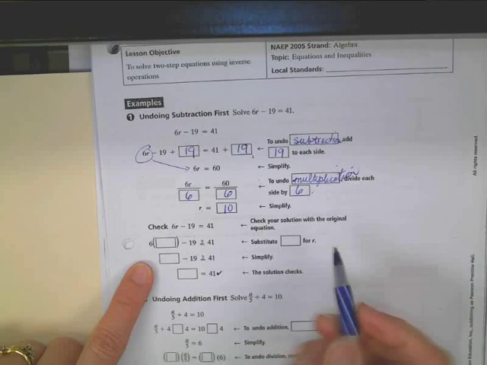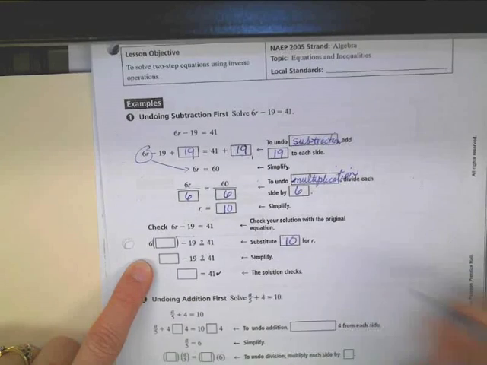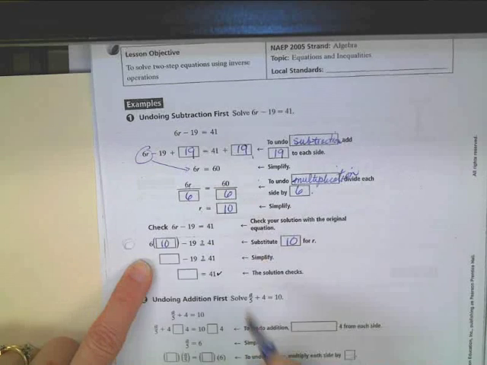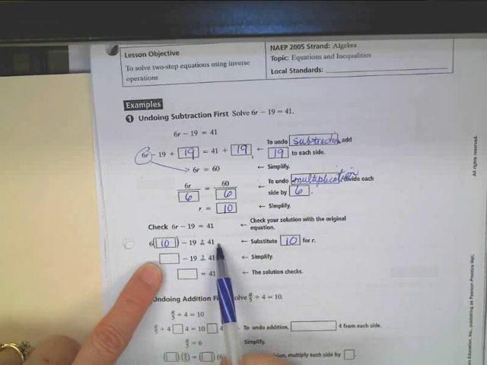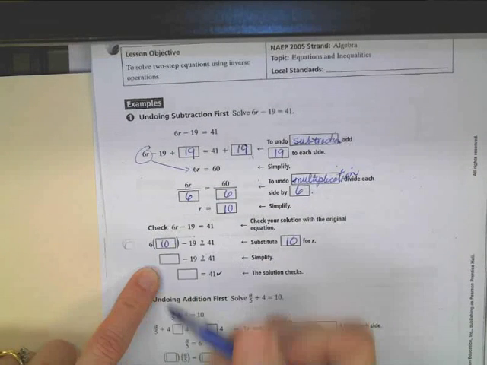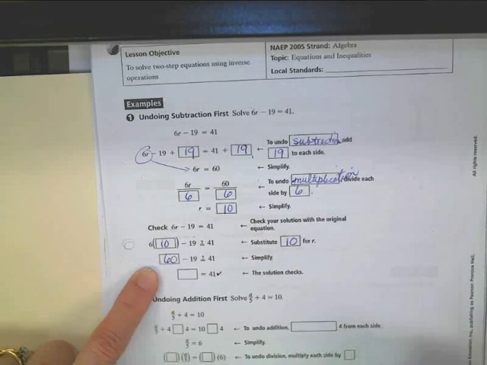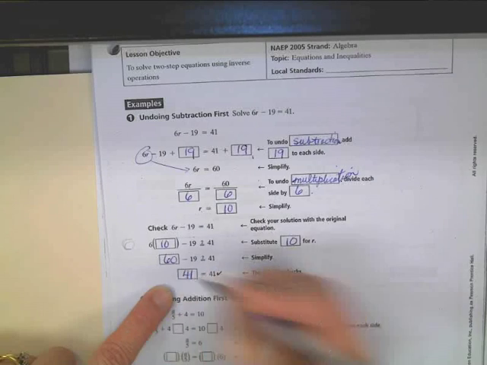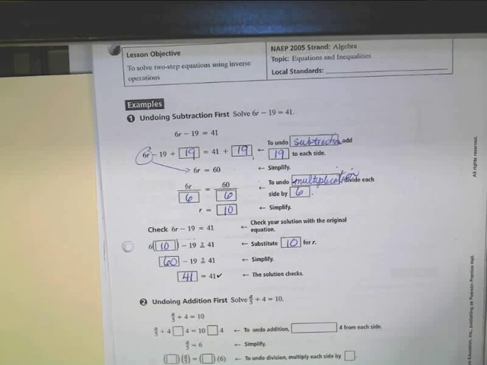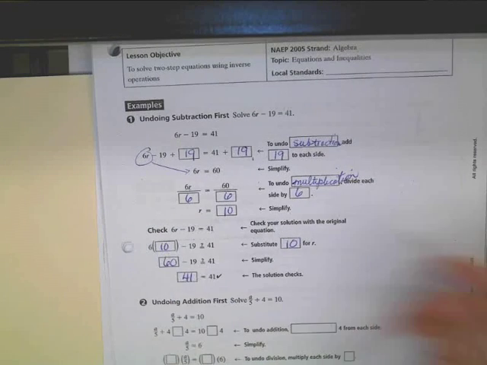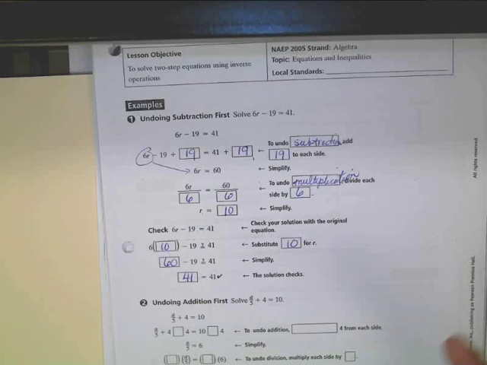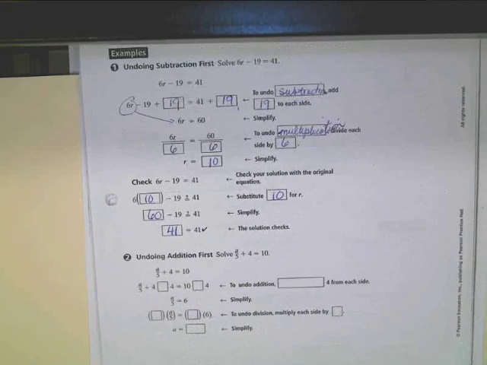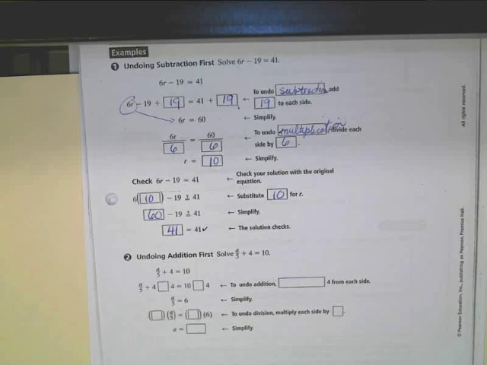Check your solution within the original equation. So I'm going to substitute in 10 for r. So 6 times 10 minus 19. I want to know, does that give me 41? 6 times 10 is 60. 60 minus 19 is 41. You need to double check yourself. Go off to the side and do that. So our solution checks. Again, to check any of these, don't freak out. You just take the answer you get, put it back into the original equation, and test it out.